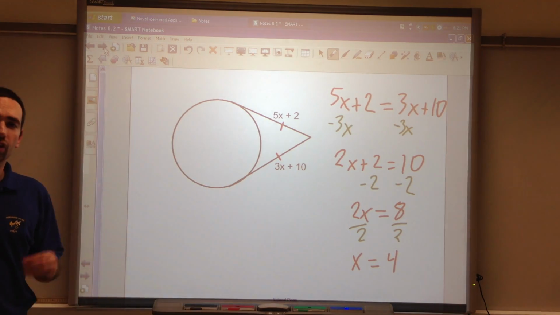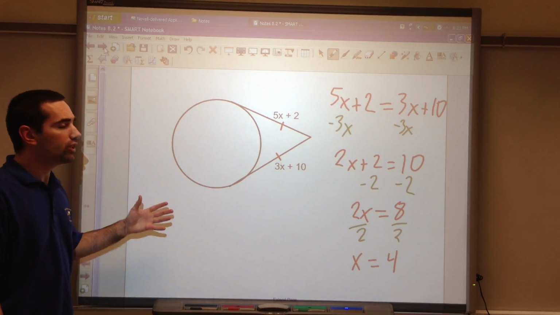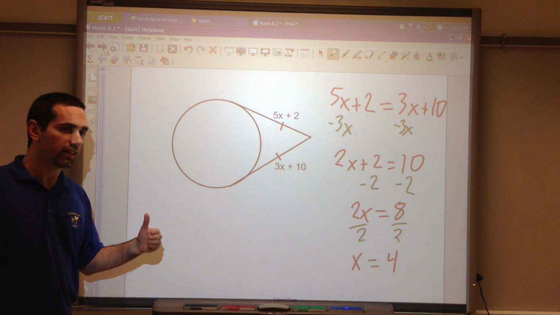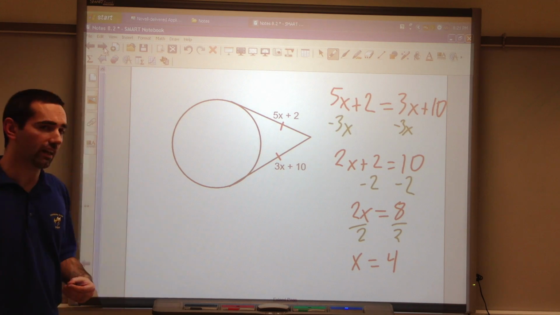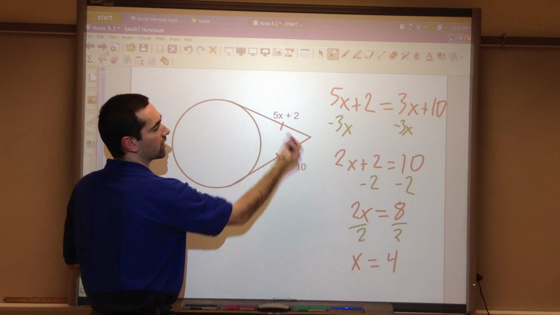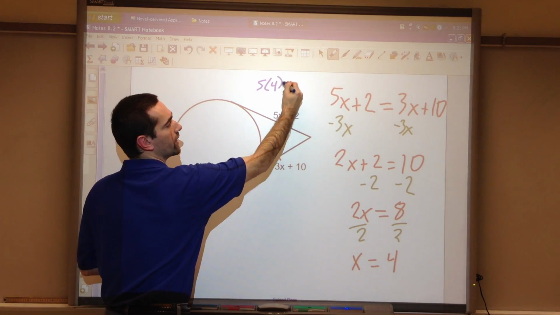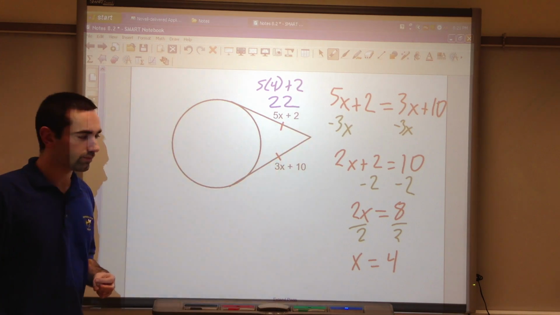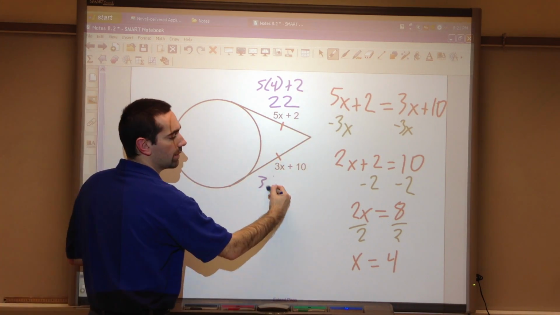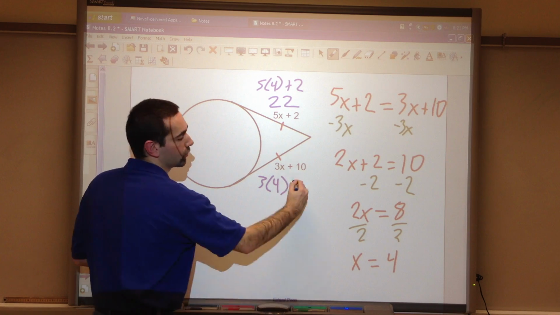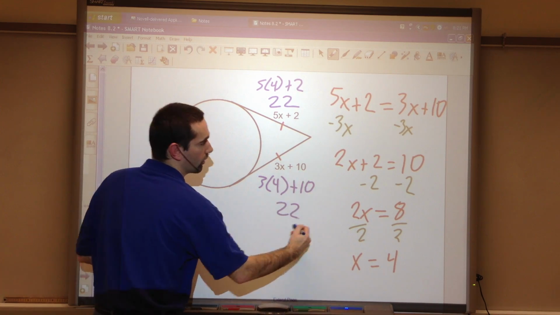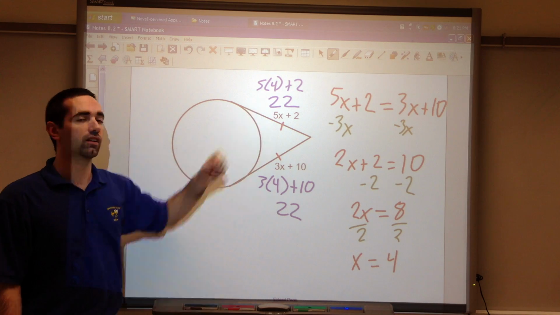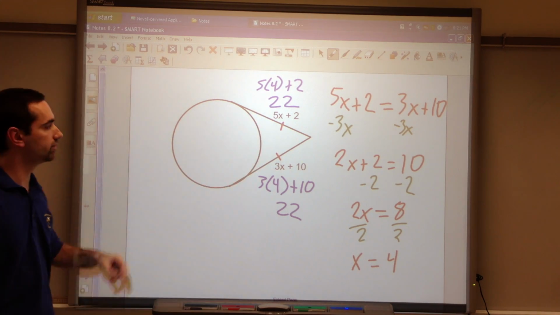More often than not, you're not just solving for x. You actually have to solve for a length. And so we're going to plug x back in. 5 times 4 is 20. 20 plus 2, 22. 3 times 4 is 12. 12 plus 10 is 22. And you can see they are congruent.